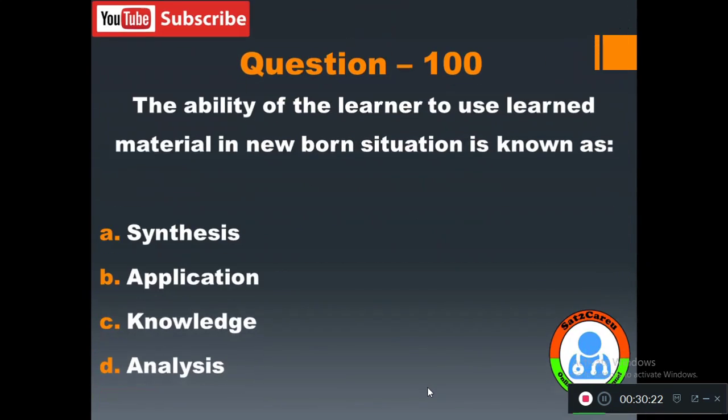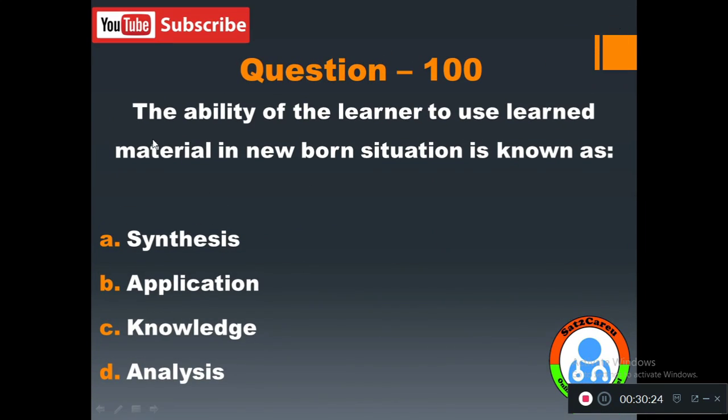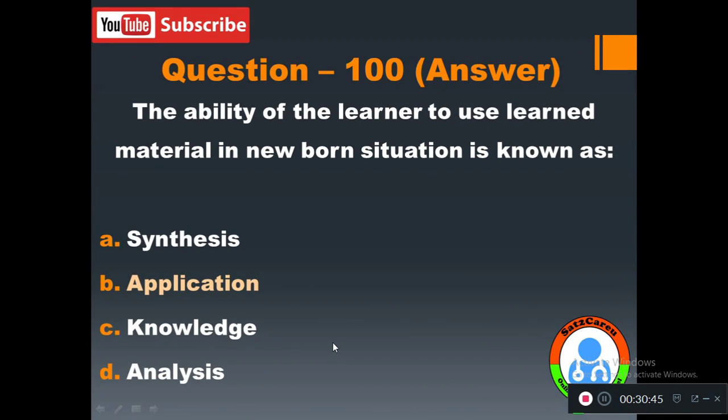Now, the 100th question. The ability of the learner to use learned material in new situations is known as: option A, synthesis; B, application; C, knowledge; D, analysis. The ability of the learner to use learned material comes under option B, application. Application is the right answer.